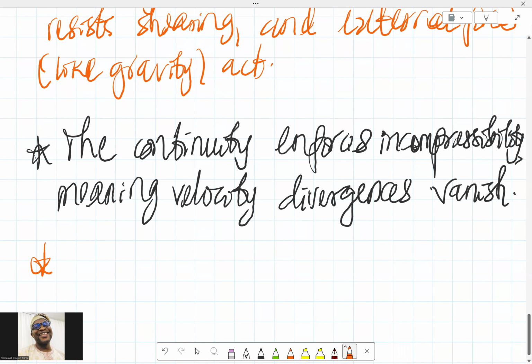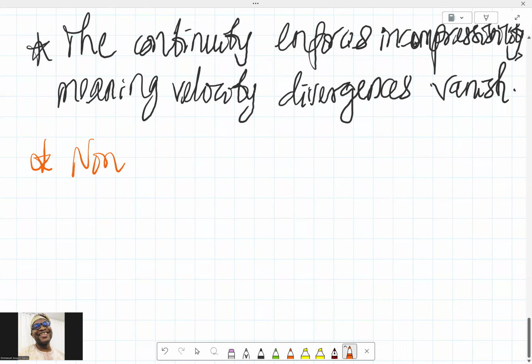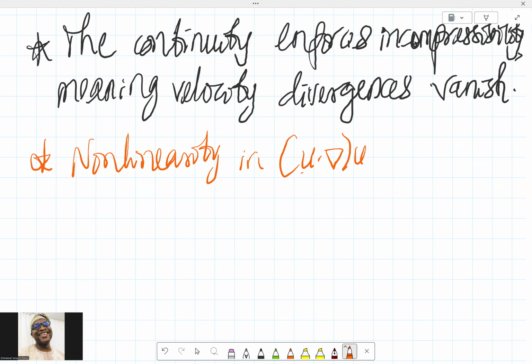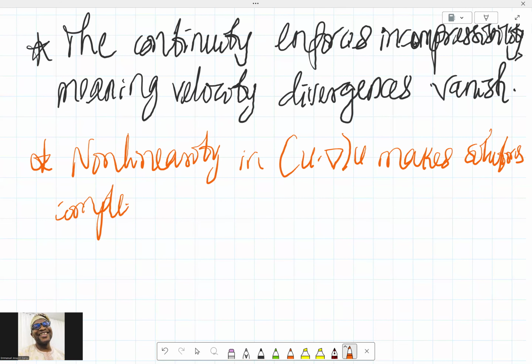Then we have the next, non-linearity. So you see u dot grad u. So this u multiplied together ensures non-linearity. So non-linearity makes solutions complex. Now you will notice that since we've started talking about differential equations, linear equations are easier to handle compared to non-linear equations. So non-linearity makes solutions complex.